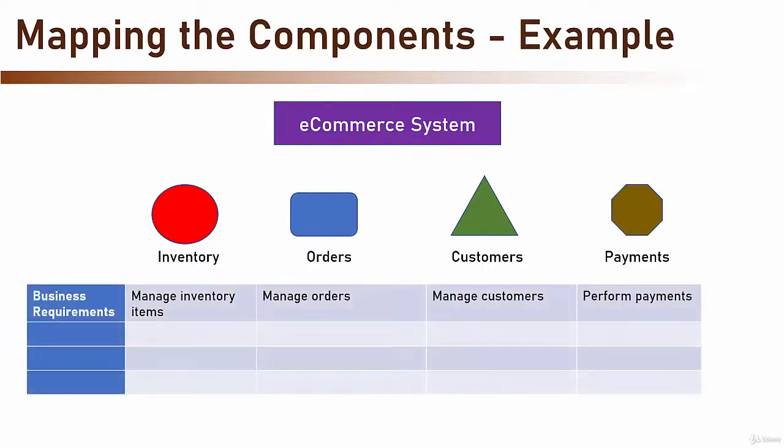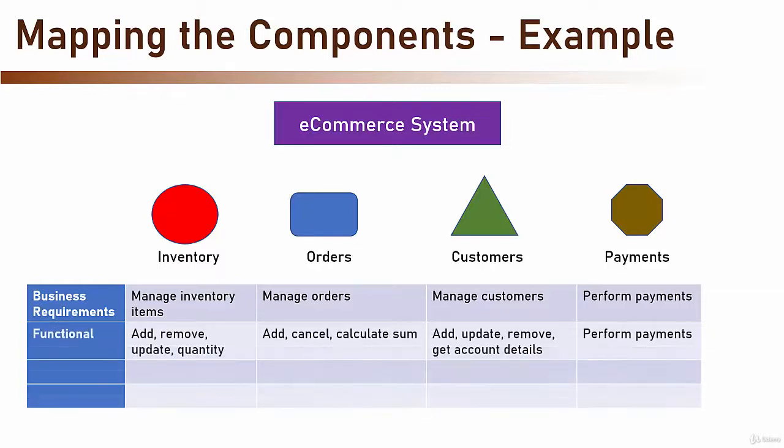So first, business requirements. Well, this one is quite simple. As you can see, there is a clear distinction in our services between business requirements. The inventory service manages inventory items. The orders service manages the orders. The customer service manages customers. And the payment service, not surprisingly, performs the payments. So that looks good.